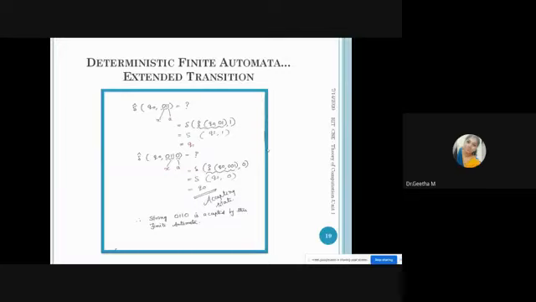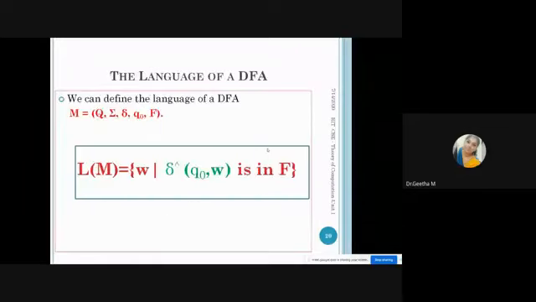Up to this, the extended transition function is over. This is how the formulas should be applied to the input process. Then the third terminology of finite automata is the language of DFA. We can define the language of DFA, M equal to (Q, Σ, δ, q0, F).